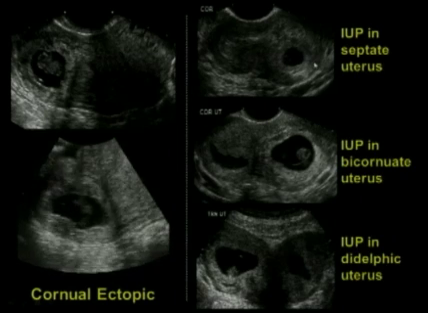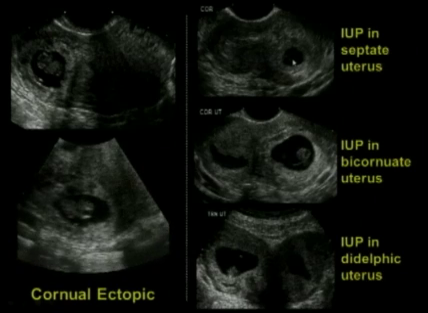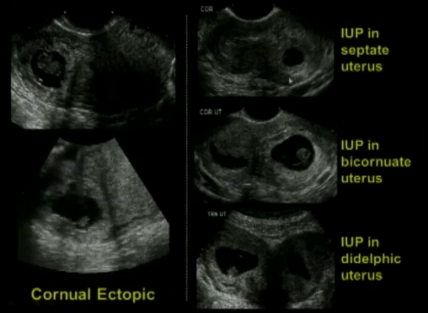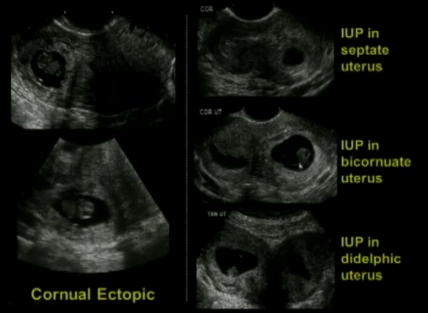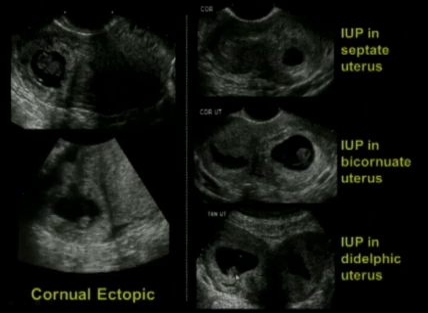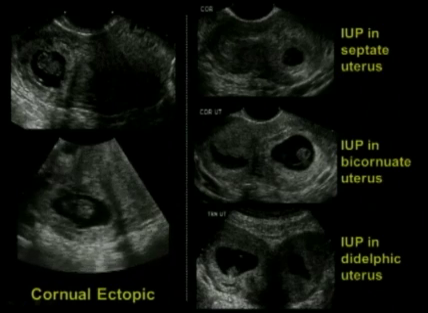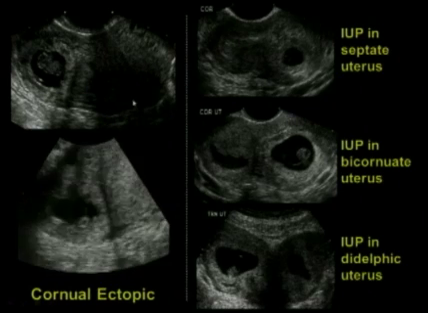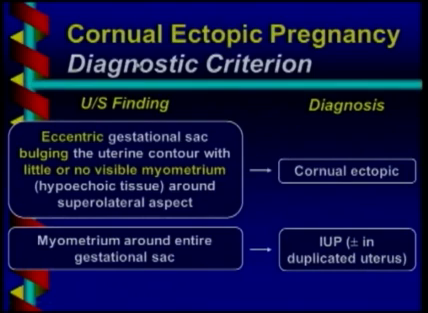On the other hand, these are 3 different eccentric pregnancies. Here on the right side, this is a septate. This turned out to be a septate uterus, but there's myometrium around. Here, this was a bicornuate uterus with myometrium around it. This was a uterine didelphus or didelphic uterus. There's myometrium around it. These pregnancies are all eccentric, but only this one is a cornual pregnancy.